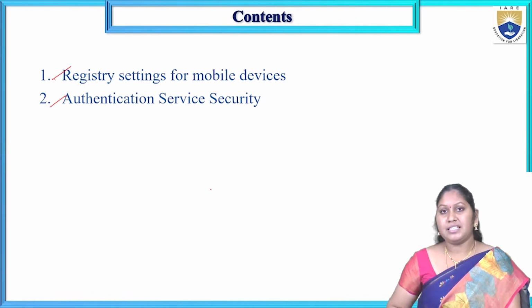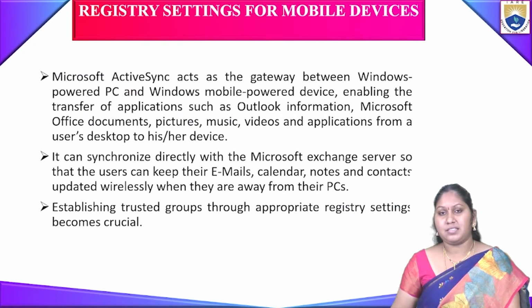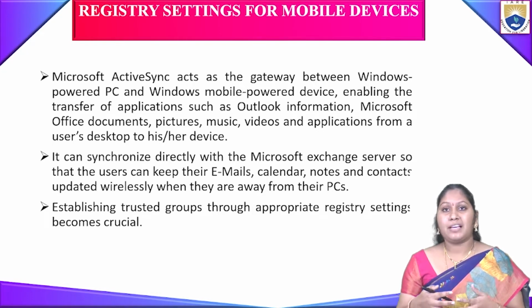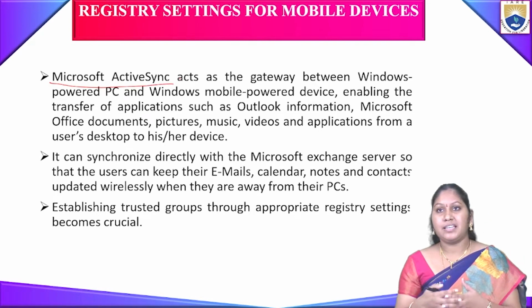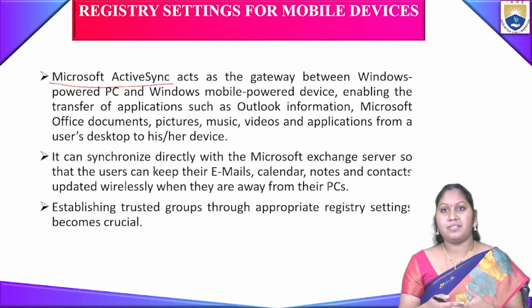First, registry settings for mobile devices. What are the issues in registry settings for mobile devices? Let us understand now. Here, Microsoft ActiveSync is an example of setting registry settings for mobile devices. Microsoft ActiveSync acts as a gateway. It is like a connection between the Windows PC, the PC having Windows OS, and mobile powered devices. An example is Bluetooth devices, the mobile powered devices that have Windows OS.